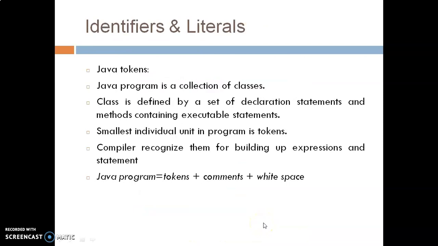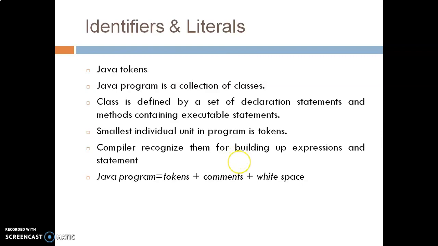Now we are talking about identifiers and literals. When I am talking about identifiers and literals, I am talking about the Java tokens. Now what is a Java token? A Java token is nothing but the smallest individual unit of a program. Everything that you are writing inside the program is a token. That's why a Java program is a collection of tokens plus comments plus white spaces.